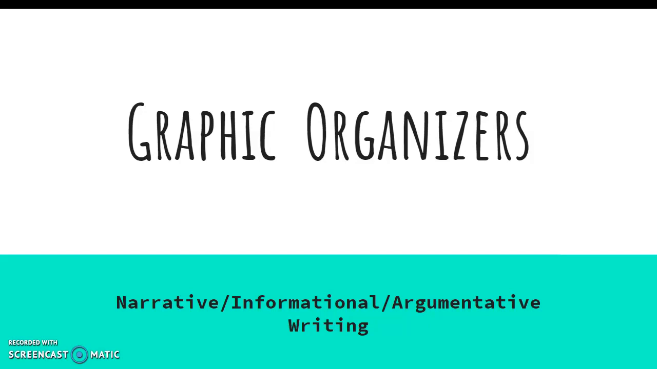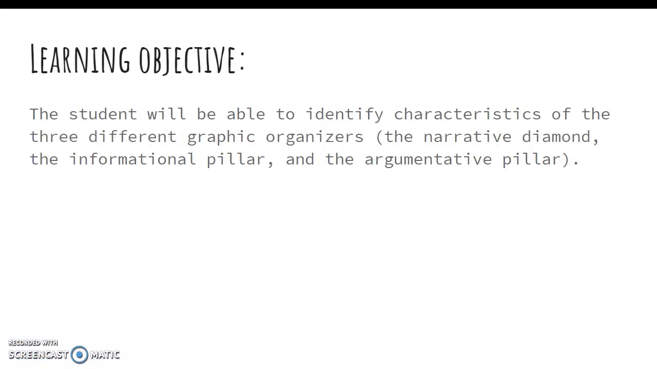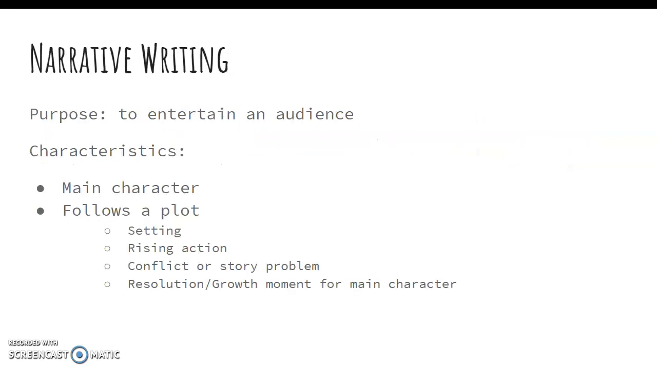So today our learning objective is that by the end of this video, you should be able to identify characteristics of 3 different graphic organizers, which are the narrative diamond, the informational pillar, and the argumentative pillar. So let's get started with narrative writing.